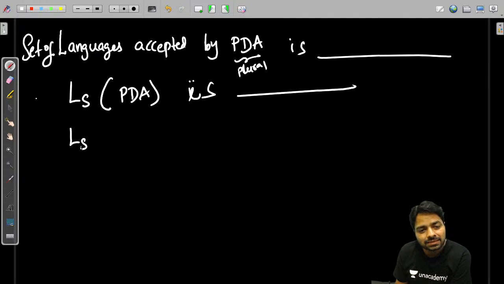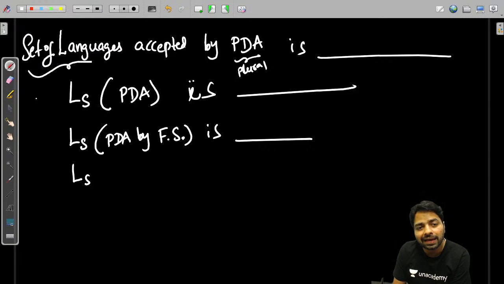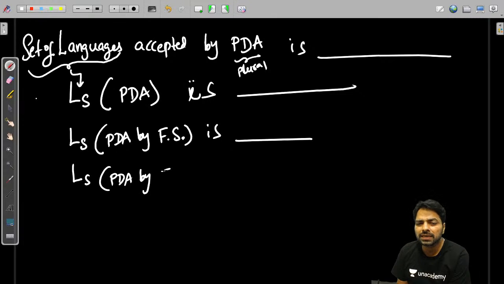Now LS means languages, remember, set of languages. This is my notation. And PDA by final state is dash. And remember, LS represents a set of languages. This set of languages I am using LS, not a single language, remember. PDA by empty stack.